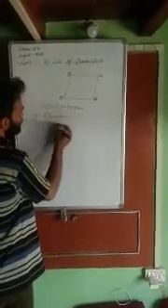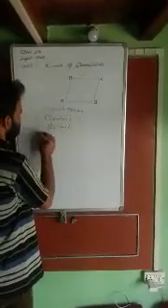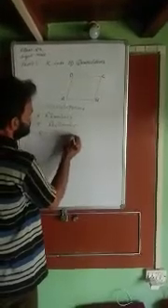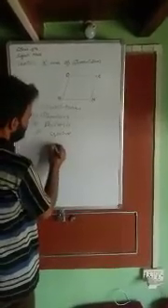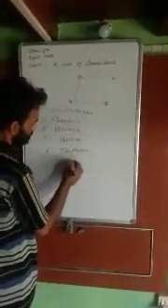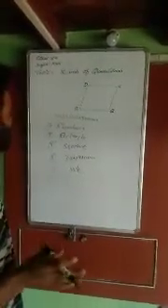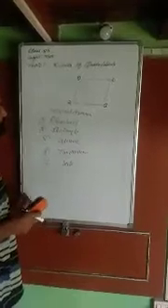parallelogram, rhombus, rectangle, square, trapezium, and kite. These are some kinds of quadrilateral. I will try to explain them one by one. Let's start from a parallelogram.